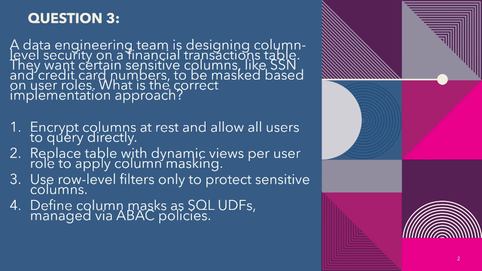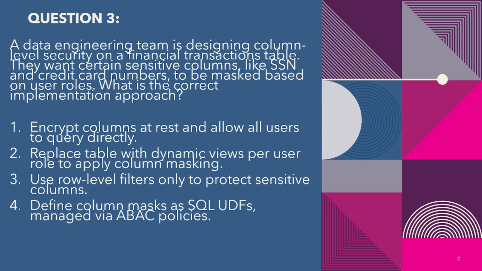All right, so let's look into the third question. Imagine you're part of a data engineering team, and you have this financial transactions table. Pretty standard stuff, right? But here's the catch. Some columns are super sensitive, like SSNs and credit card numbers. The team's goal is to mask these columns based on user roles. So depending on who's querying the table, they might see full data, partially masked data, or maybe nothing at all. Now, here's the question. What's the correct way to implement this in Azure Databricks?